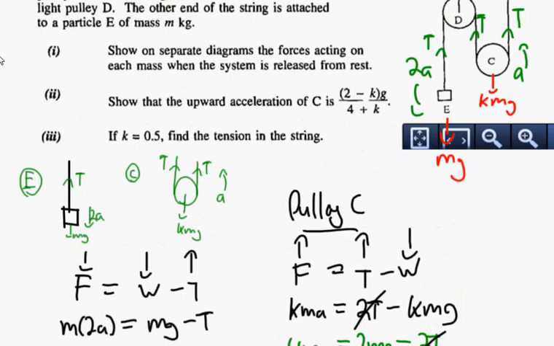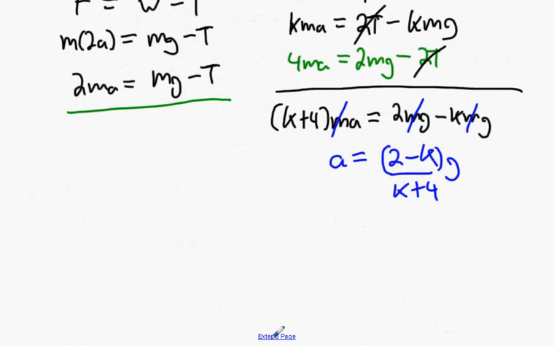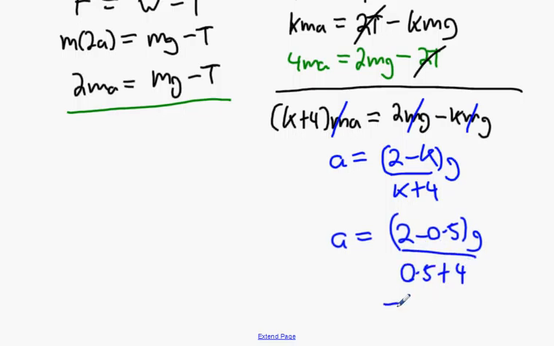Okay, next part. If k equals 0.5, find the tension in the string. That's handy enough. If k is 0.5, then it's going to be (2 minus 0.5) times g all over 0.5 plus 4. That's 1.5g over 4.5, which makes the acceleration g over 3.